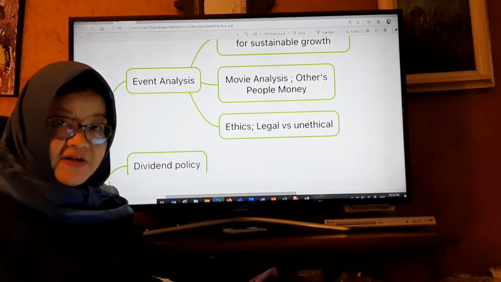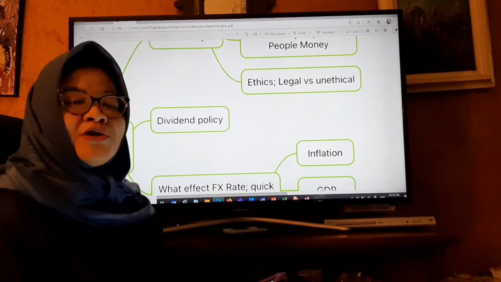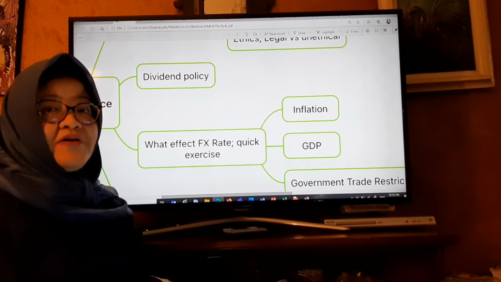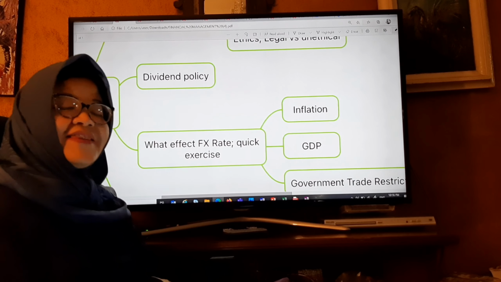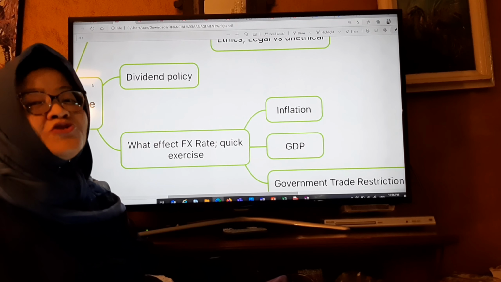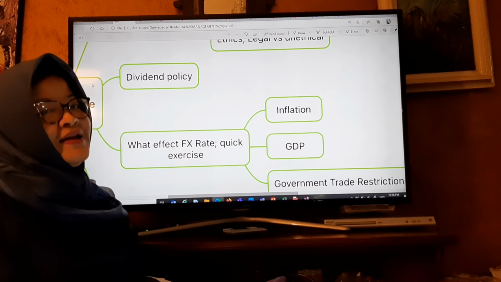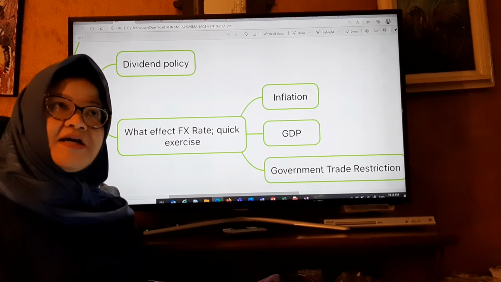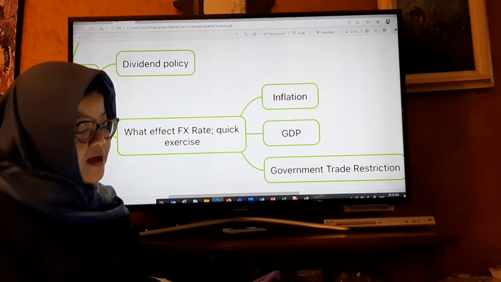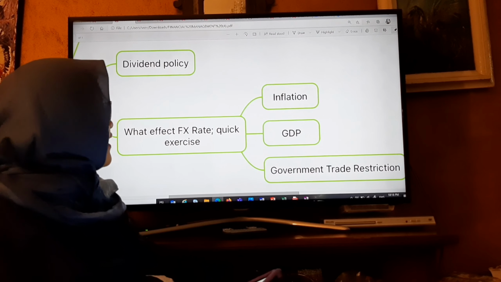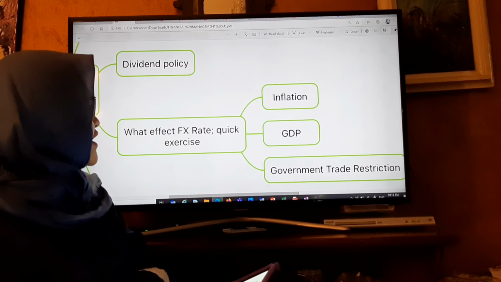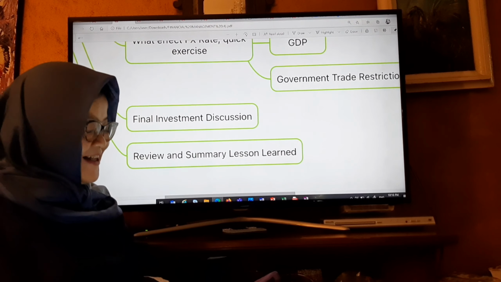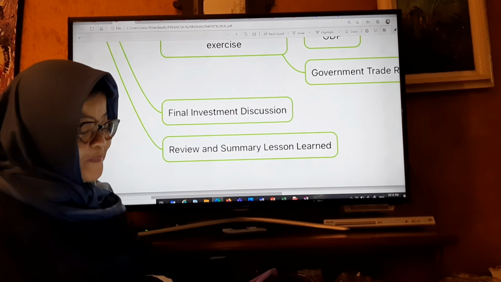Then we learn about dividend policy. Here's a very strong debate on why we have to pay out dividends, with the professor taking the negative side. But in the end, it teaches us and makes sure we remember why dividends need to be paid out. Here we also studied foreign exchange, and what actually affects foreign exchange: inflation, GDP, and government rate restrictions. Wow, that's a mouthful.